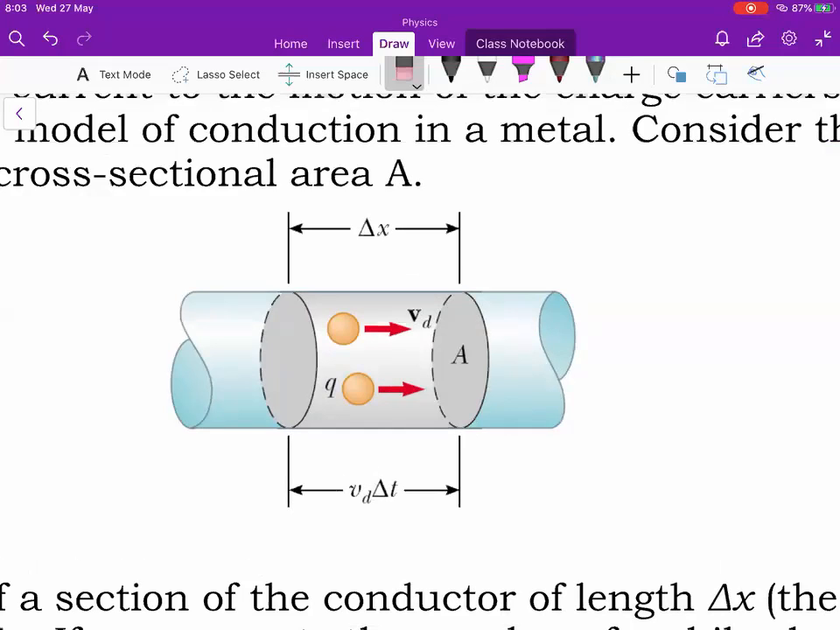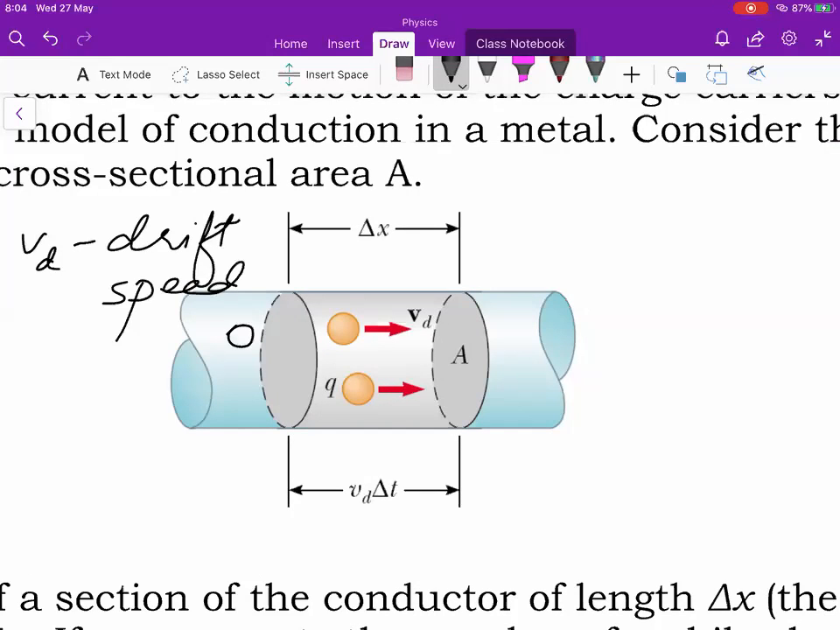What is Vd? Vd is known as drift speed. Why we call this drift and not a simple speed, we will see later. So you assume that these charge carriers move in the direction of the electric field. You assume that this is positive. So they are crossing this area A per unit time.